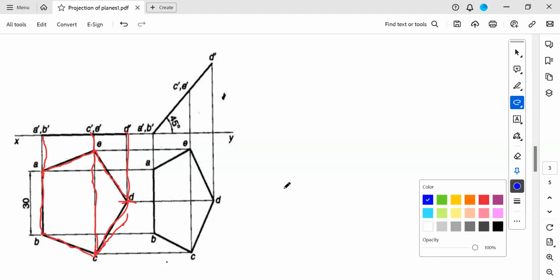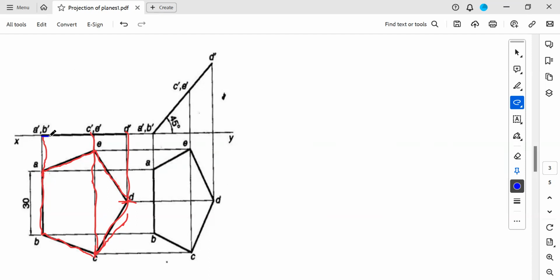Next thing is you draw the front view, that is A dash, B dash. Next one is C dash, E dash. Next D dash will be there. These are stage 1. These are stage 1 problem.